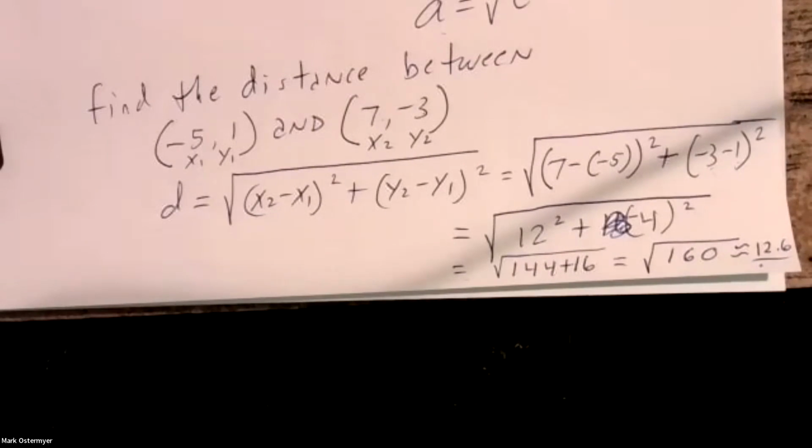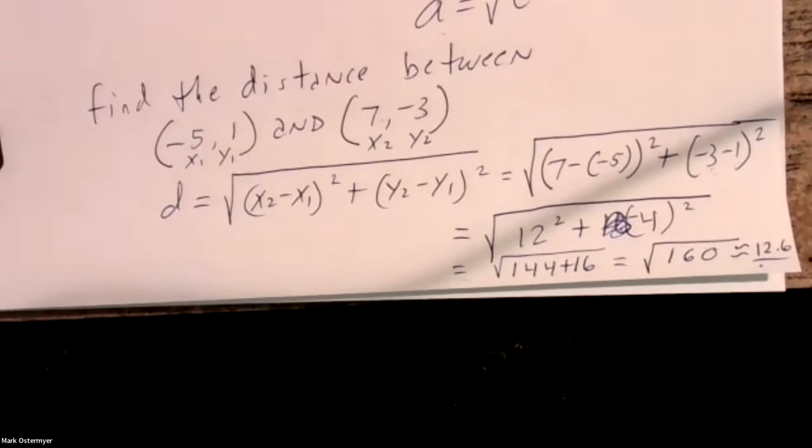In our answer, do we need to put like 12.6D or anything, or just the number? You could just put 12.6 for the distance, or you could leave it as the square root of 160.